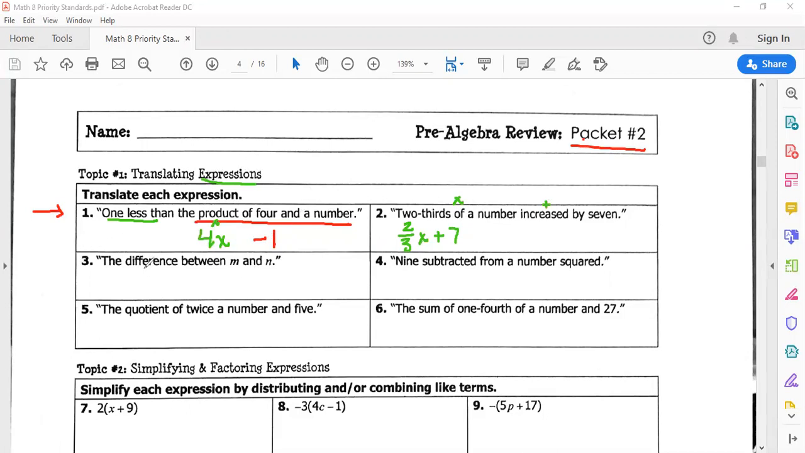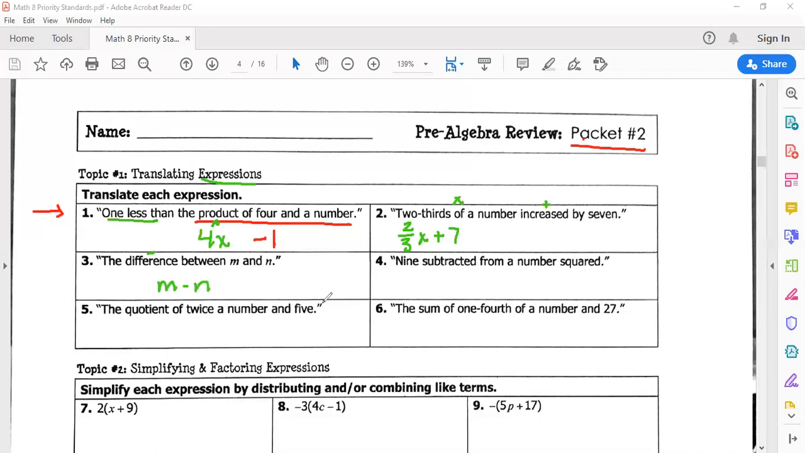All right, so number 3 says the difference, that's a subtraction problem, between m and 7. This is also important because the way they list it here is the way your subtraction problem is going to look. It's going to be m minus 7.